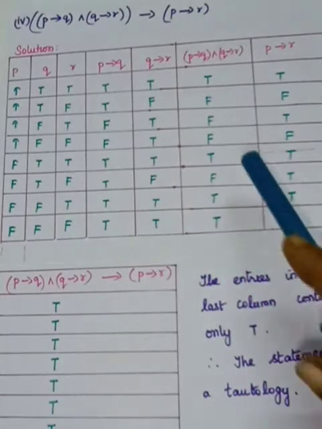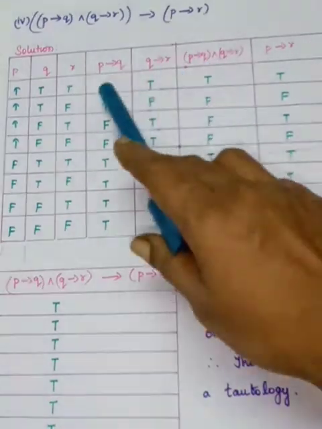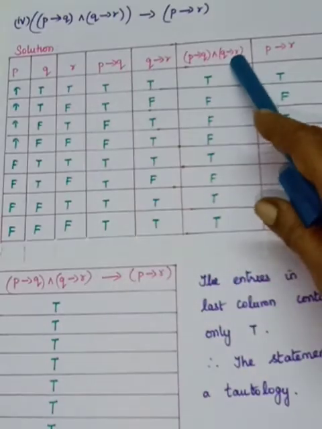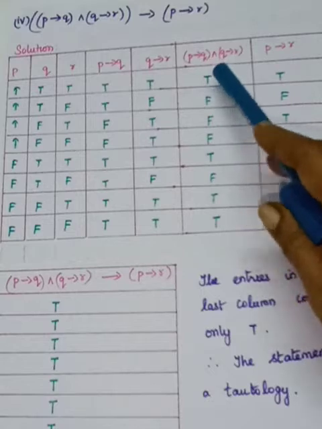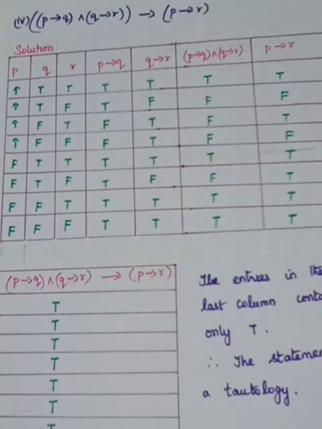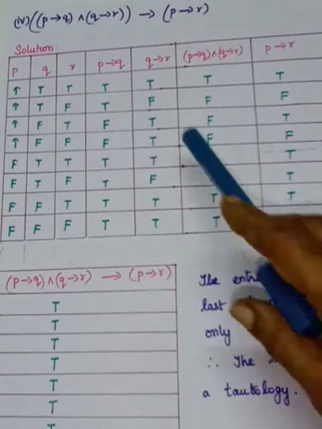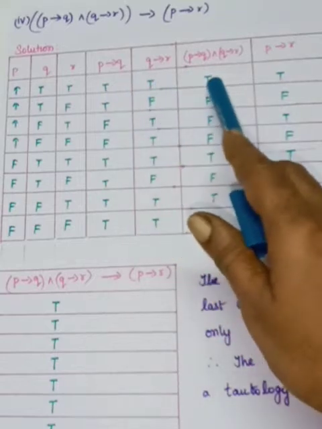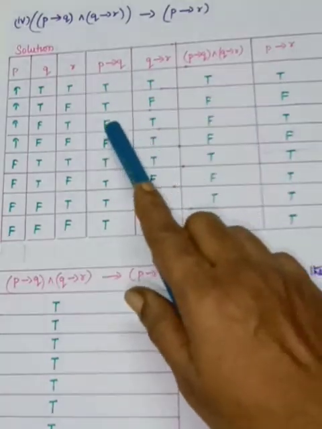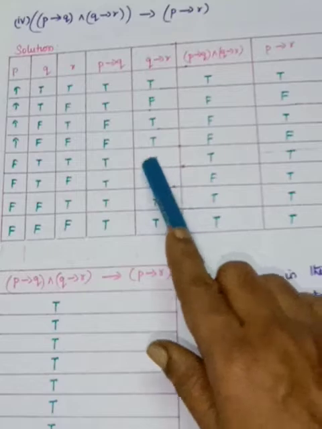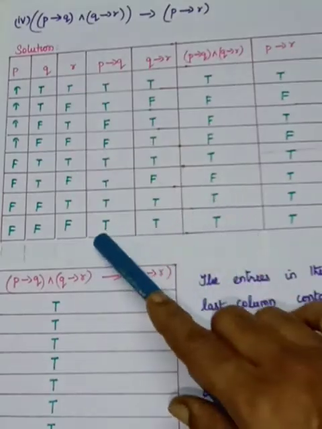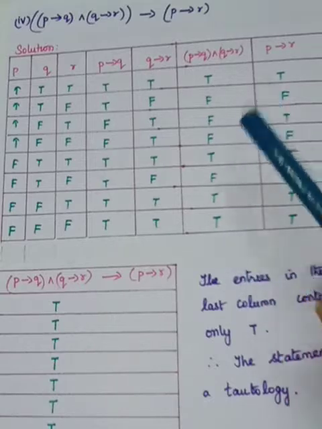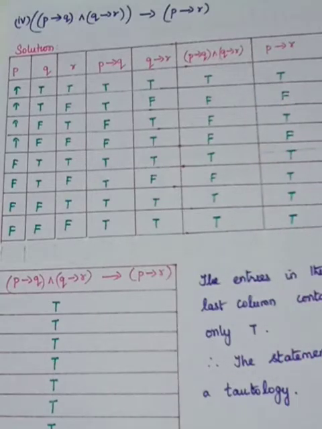Okay, so next one. P implies Q is in the 4th column and Q implies R is in the 5th column. In between what you are having? And means only if both are true is it true. So here both are true, so it is true. You see that where both are true, here also both are true, so it is true. So both are true, it is true. So the remaining places you have to fill up F.